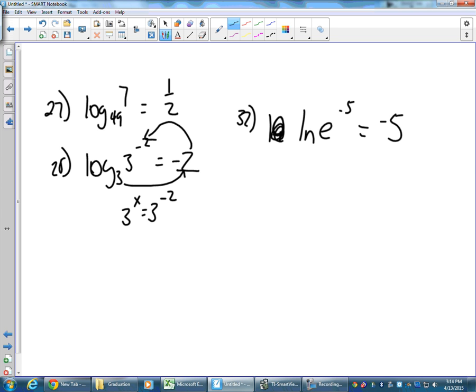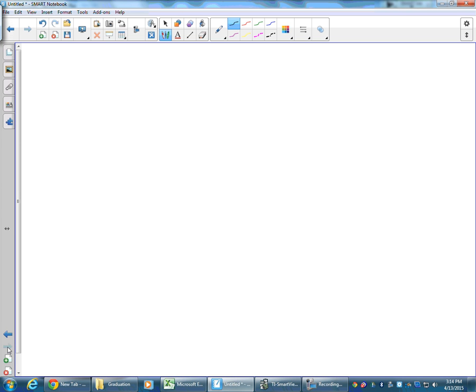The next set of questions, 35 and 40, ask you just to convert. They give it to you in an exponential form and they want you to convert it to logarithmic. So if you had problem 36, you're not solving anything here. 5 to the negative 3rd equals 1 over 125. They just want you to rewrite it in logarithmic form.